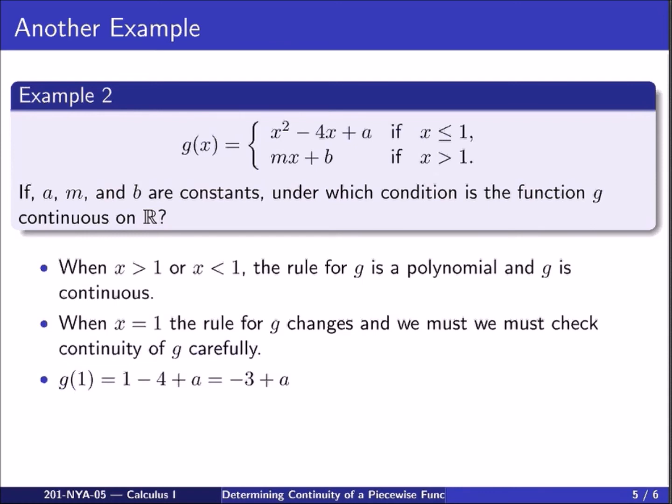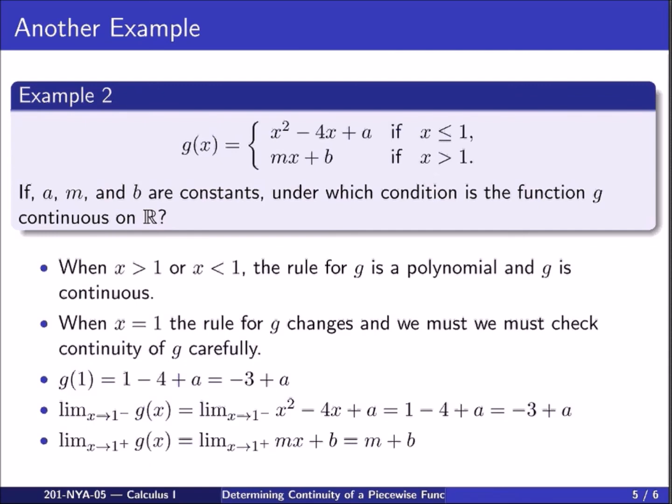Now we need to look at the limit of g of x as x approaches 1, but because the rule for x changes on both sides of 1, we need to look at the two-sided limits. So let's look at the limit as we approach 1 from the left. In that case, when we are less than 1, the rule is x squared minus 4x plus a, and in that case the limit will be 1 minus 4 plus a, which is minus 3 plus a. If we approach 1 coming from the right, the rule is mx plus b, and replacing x by 1 gives a limit which is m plus b.